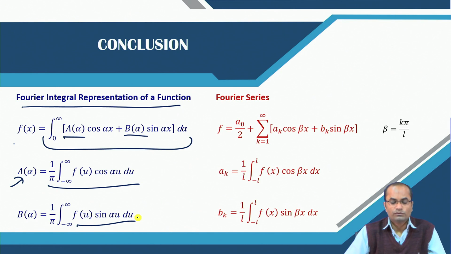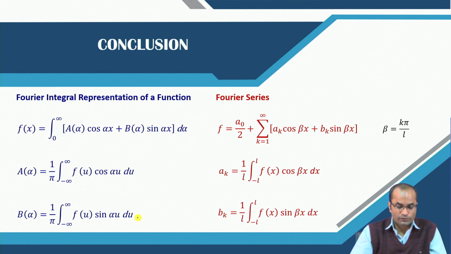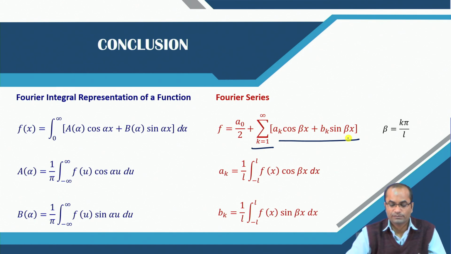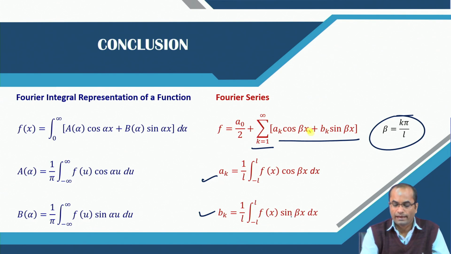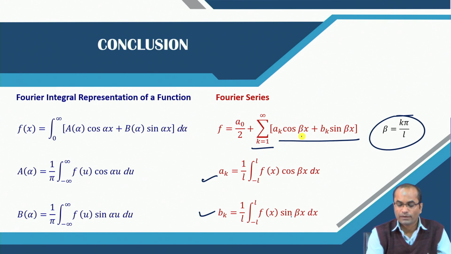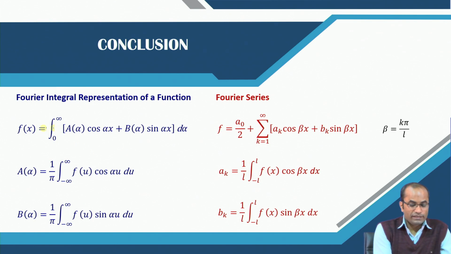What is interesting to note here is that if we look at the Fourier series, which was defined as the sum from 1 to infinity with a k and b k, the coefficients a k and b k were defined as 1 over L, integrals from minus L to L, where this beta we have just replaced for k pi over L. Otherwise, it was cos k pi x over L, sin k pi x over L, and here also k pi x over L. So, we can just relate this.